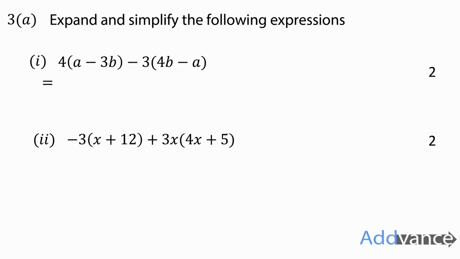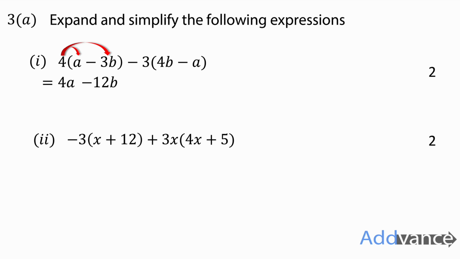Question 3, we have to expand and simplify the following expressions. And so we're going to multiply out the brackets. 4 times a will be 4a. 4 times minus 3b will be minus 12b. It is important it's minus there. 4 times minus 3b is minus 12b.